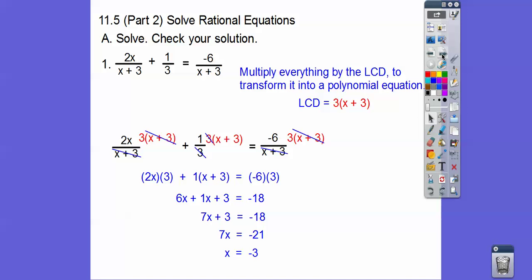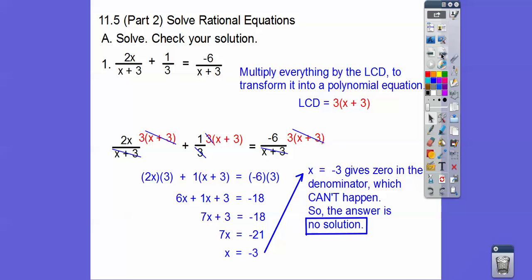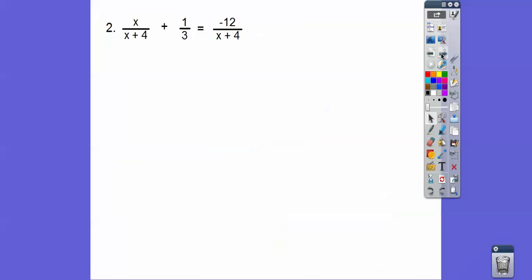Now remember, that was our one restriction. x can't equal -3. So we're going to cross that out and say it's no solution in this case because that was our solution right there. And it's called an extraneous solution. An extraneous solution is just a fancy name for a false solution. So the answer is no solution on this one. Okay, let's try another one here.